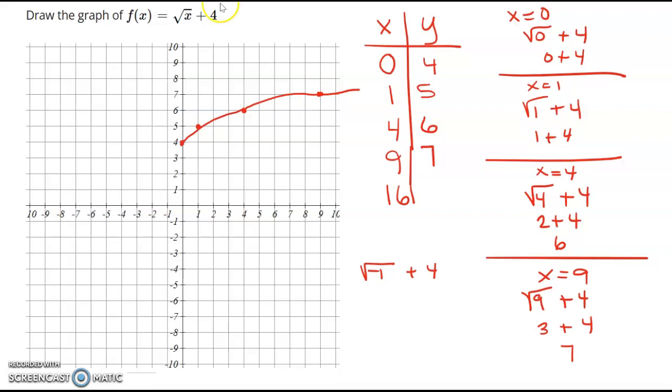So anyway, that's one way. You can use an XY chart and just choose points that will give you a nice perfect square so you can get nice numbers to graph.